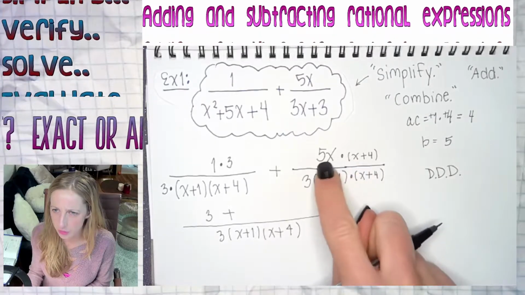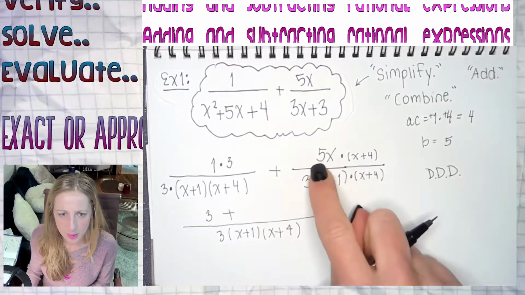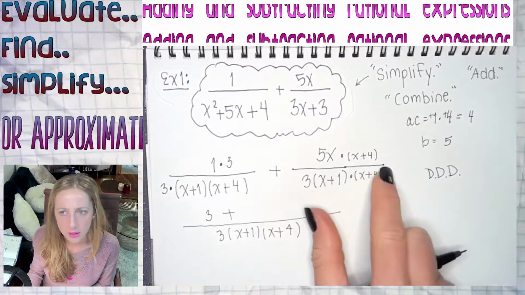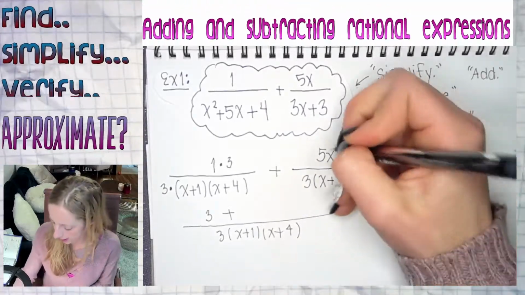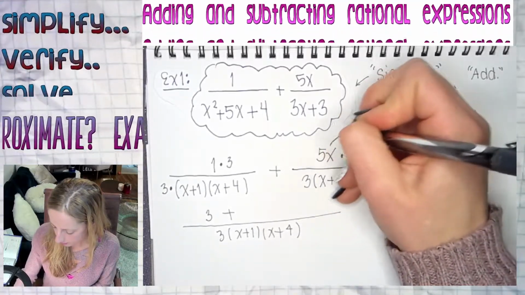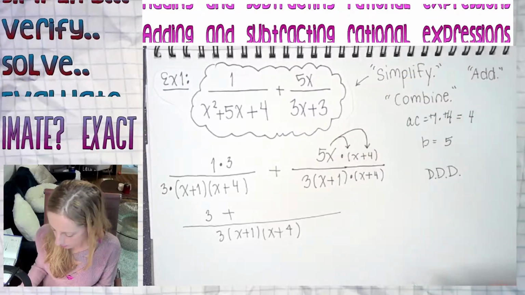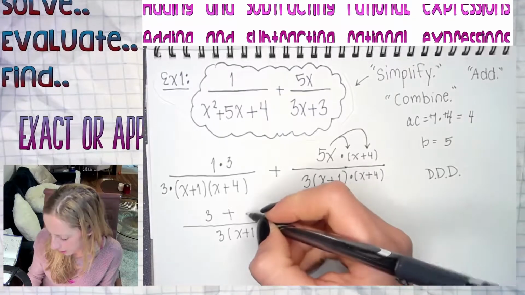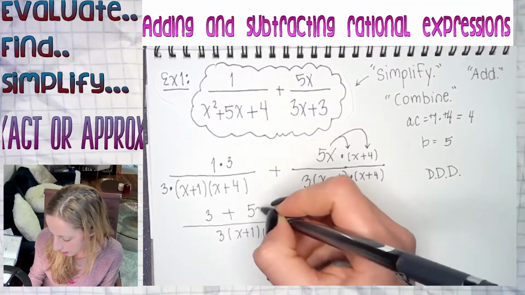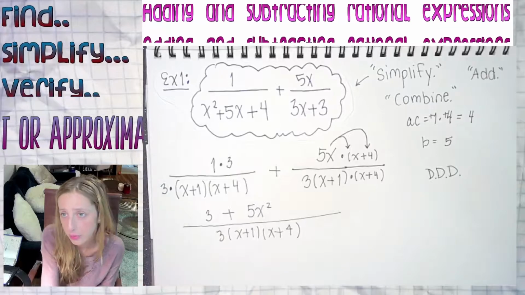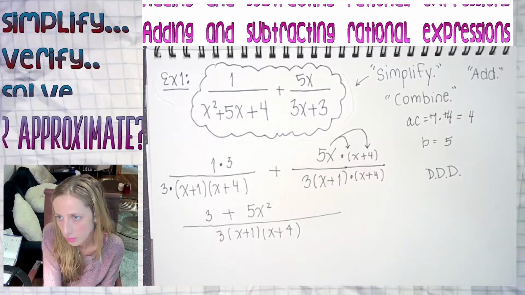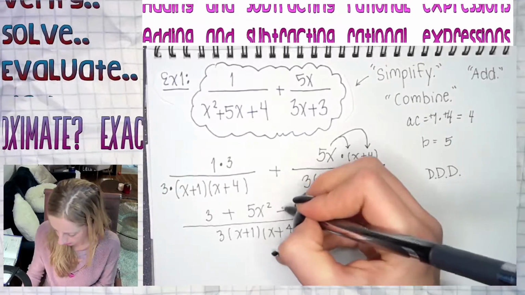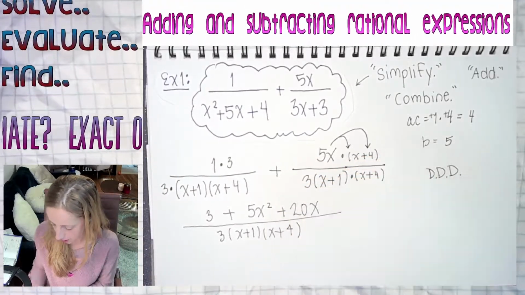So if I distribute over here, what do I get? Maybe Manuel can help me. Sean. 5x times x plus 4. What do I get? 5x squared plus, I couldn't hear. 20x. Yes, plus 20x. Thank you, Adriana. All right, there we go.